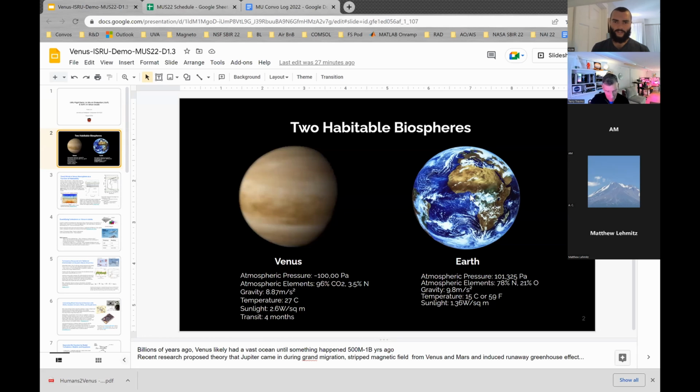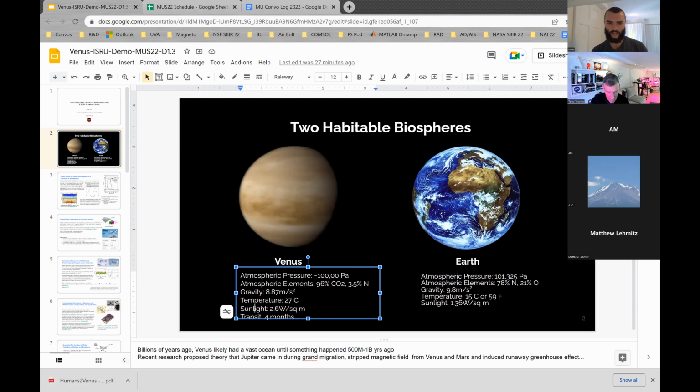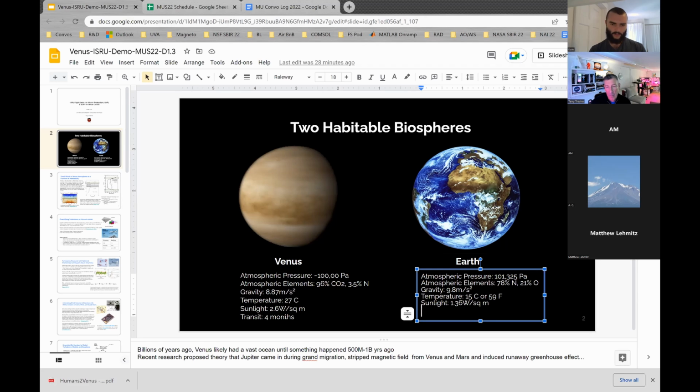So we have these habitable biospheres in the inner disk, and there are a lot of similarities between both Venus and Earth. And I wanted to highlight a few here, that being the sunlight with around 100% more wattage per square meter in the cloud layer compared to the surface, and then there's also a shorter transit time of around 4 months.